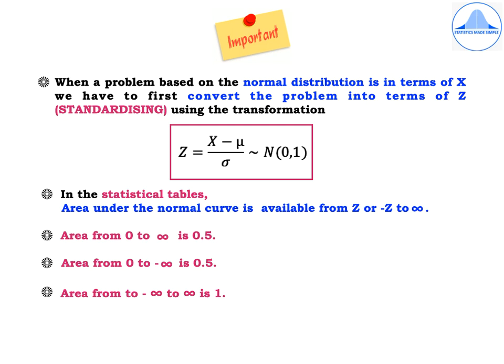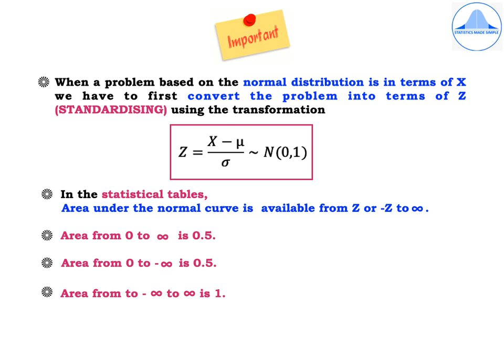So all of you know that capital Z is called the standard normal variate. So remember this point, this is really very important, that whenever the problem is given in terms of capital X, you have to convert it into Z, that is the standard normal variate, and this process is called standardizing. So from capital X, you have to subtract mu and divide by sigma.